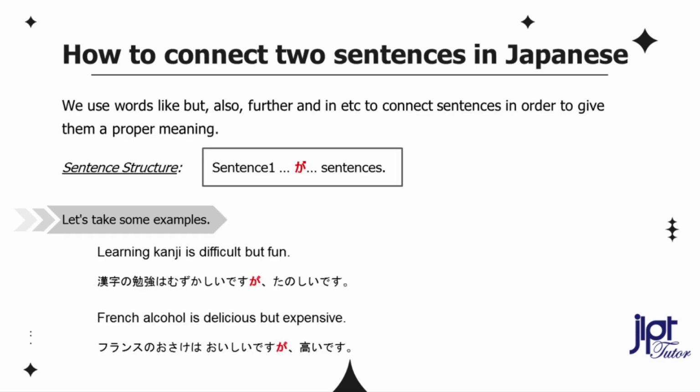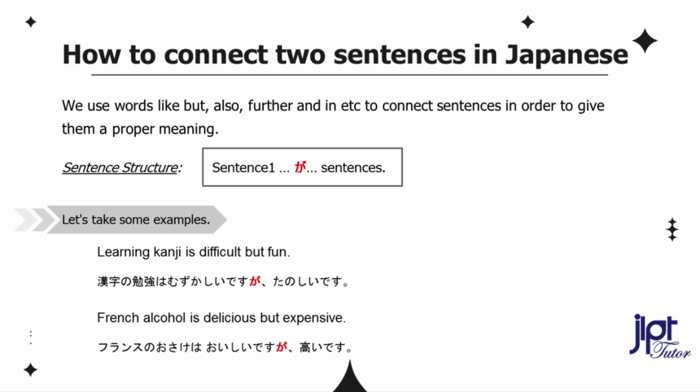How to connect 2 sentences in Japanese. In English, we use words like but, also, further, and, etc. to connect sentences in order to give them a proper meaning. How to do that in Japanese? You can simply use the particle ga to connect sentences. Let's take some examples. Learning kanji is difficult but fun.